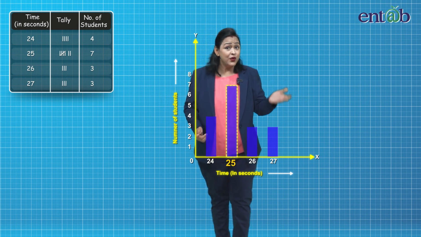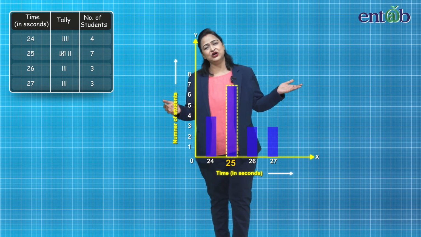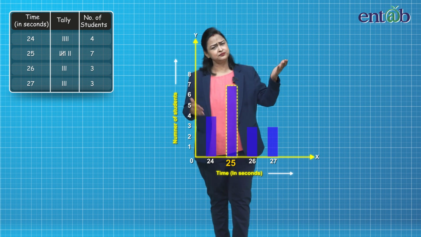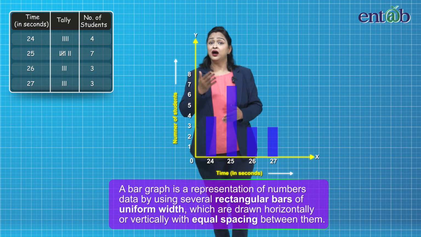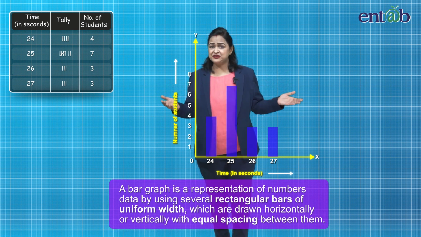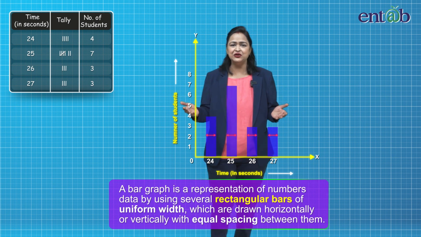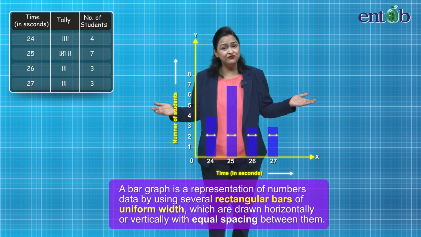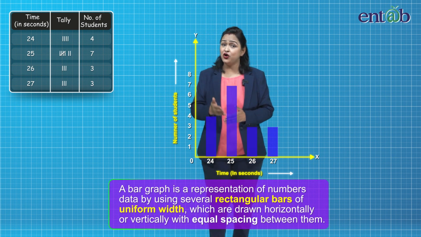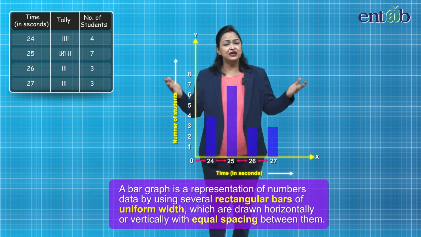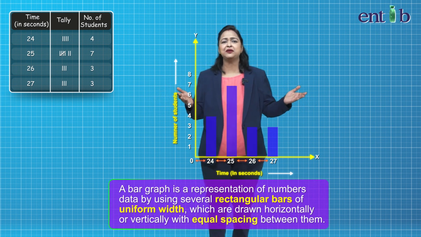For example, we can say that the mode of this data is the observation of the highest bar. We know that a bar graph is a representation of numbers using several rectangular bars of uniform width, which are drawn horizontally or vertically with equal spacing between them.